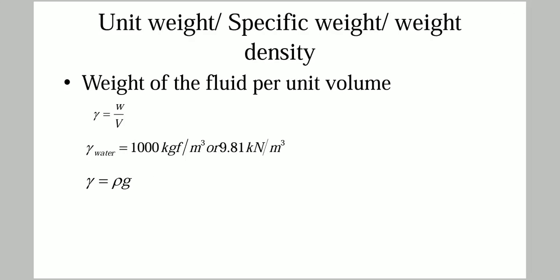Specific weight, or weight density, or unit weight. It is the ratio of weight of a fluid to unit volume. That is, weight of a fluid per unit volume is denoted as unit weight, and it's denoted by the letter gamma. Gamma is equal to W by V. Gamma of water is 9.81 kilonewton per meter cube, or simply 9810 Newton per meter cube. You know gamma is equal to rho into g.